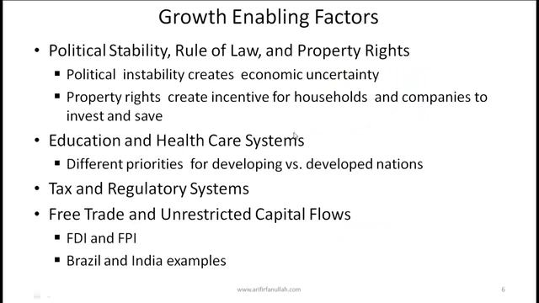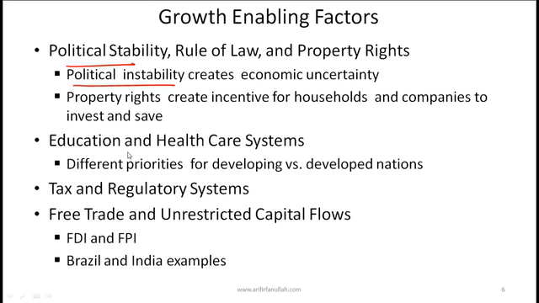Continuing with growth enabling factors, the next item is political stability, rule of law, and property rights. So this is fairly straightforward. In developing countries where you might have political instability, this creates economic uncertainty, which discourages the flow of capital. Property rights create incentives for households and companies to invest and save. If property rights do not exist, then obviously the incentive to save goes down. If there are low savings, then obviously we have low investment, low capital.